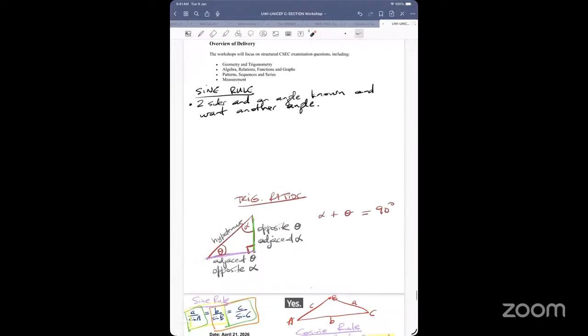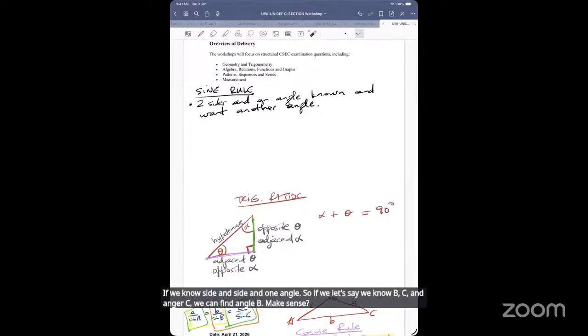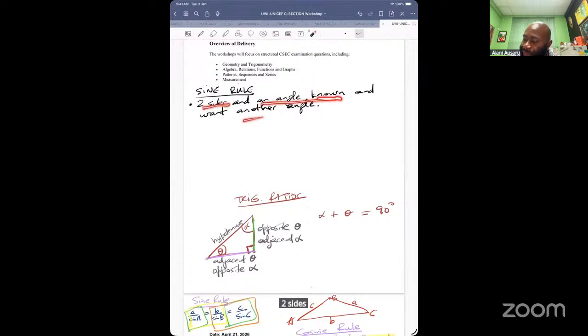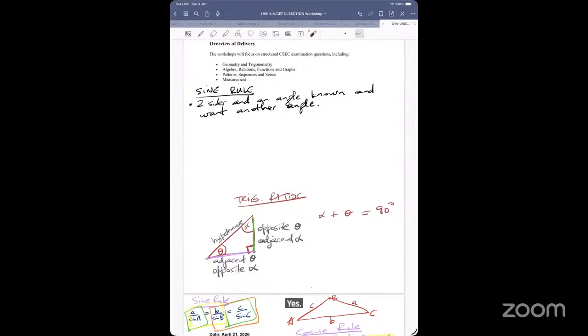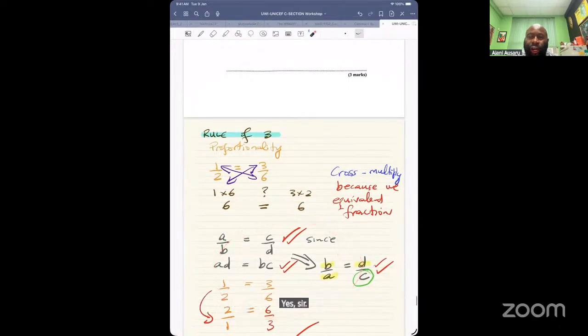If we know side and side and one angle, watch the orange box. So if, let's say, we know B, C, and angle C, we can find angle B. Make sense? This is what this bullet is saying: two sides and a known angle, we can find the other angle. Just simple maths. That's all we're doing, really and truly.